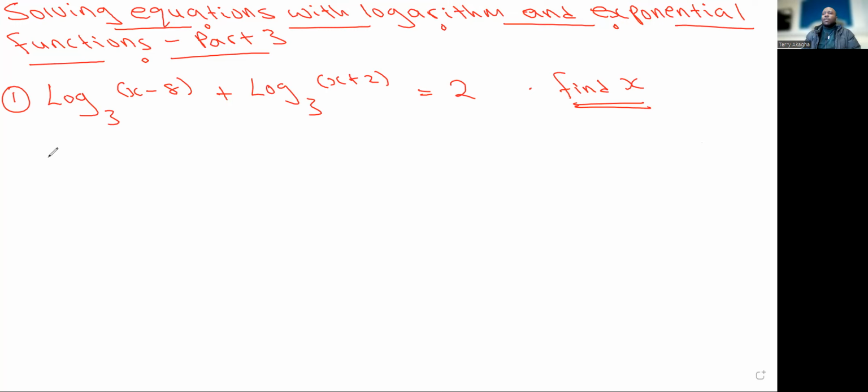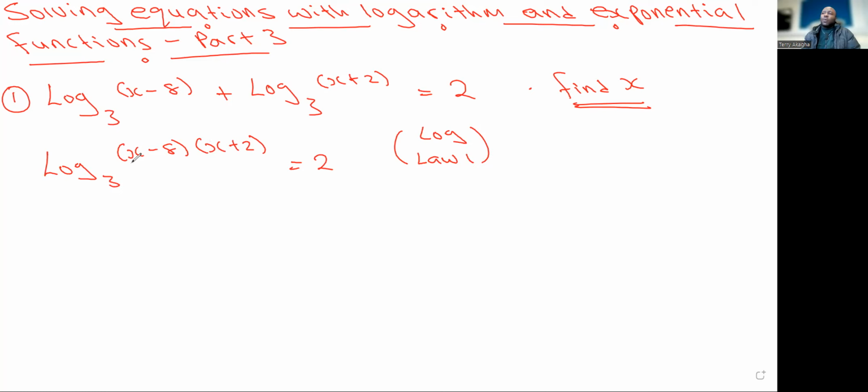So we're going to have log to base 3. You multiply both of them, and that'll be x minus 8 times x plus 2 is equal to 2. So this is the first law we talked about on logarithm, law 1.